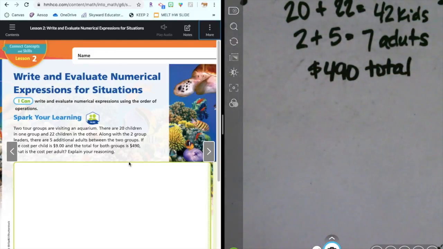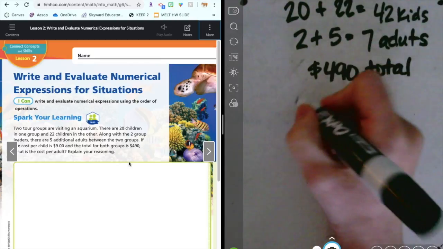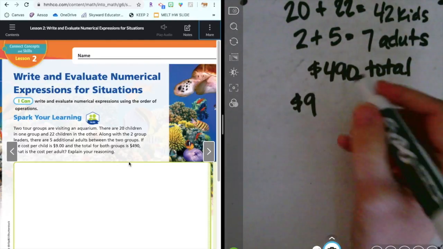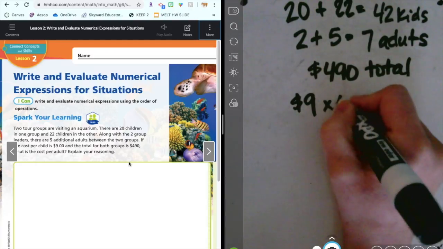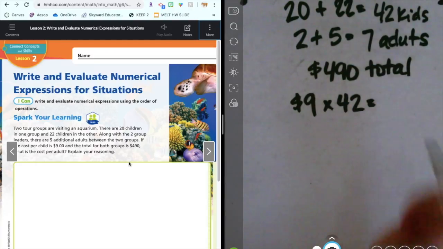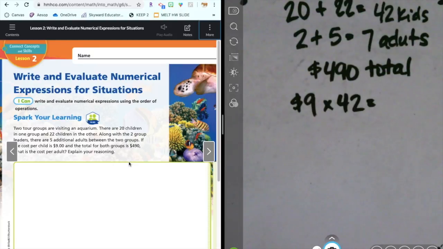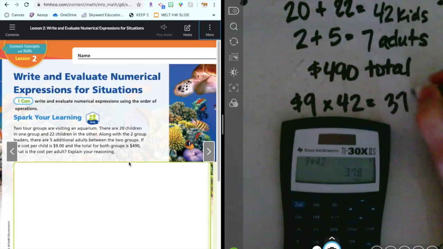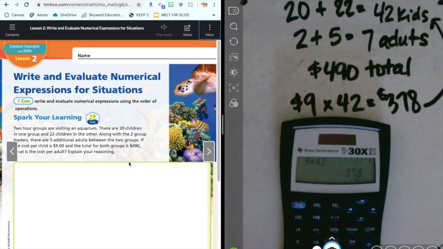Okay, we know that it's $9 per kid, and we know that we have 42 children, so 9 times 42 will give us how much we spent on our children. So 9 times 42 is 378. So that's for the kids, okay?